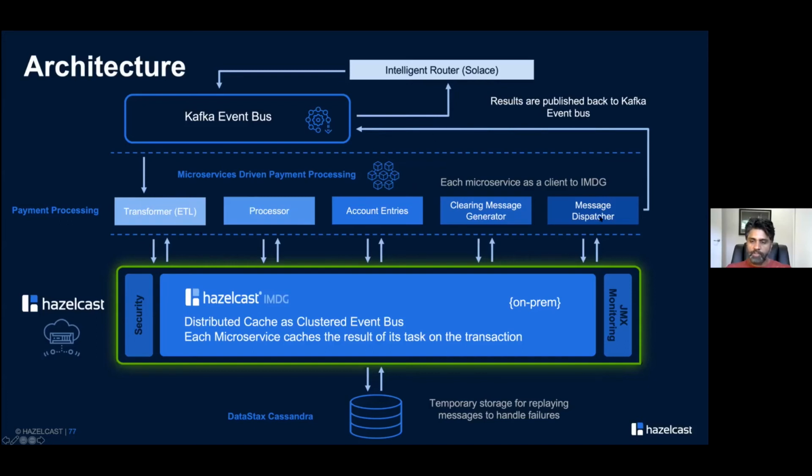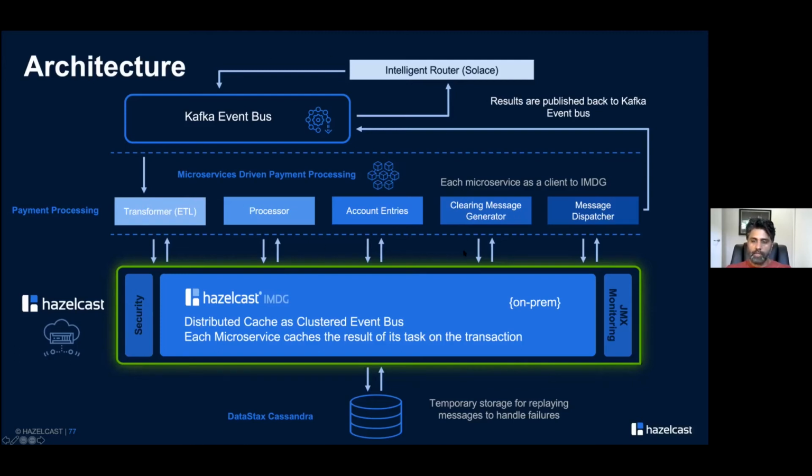All these microservices run on Hazelcast. They use Hazelcast for caching purposes. They store intermediate data, the updated state of each transaction at each microservice, in Hazelcast. After the transaction is completed, it is stored in DataStax Cassandra, the underlying database, for 30 minutes or so, and then it is cleared from the database as well. So this is the end-to-end architecture of one payment processing use case.